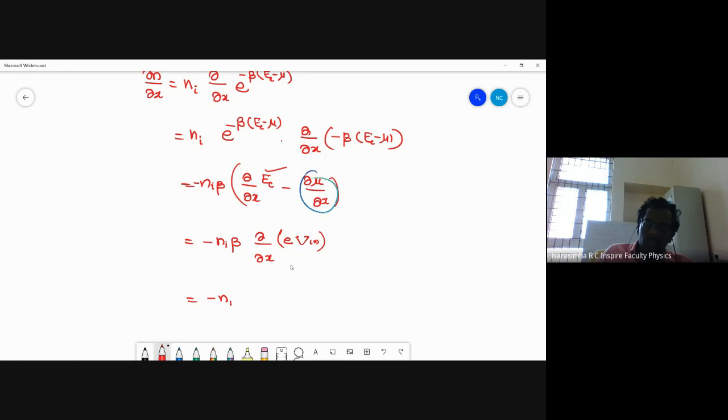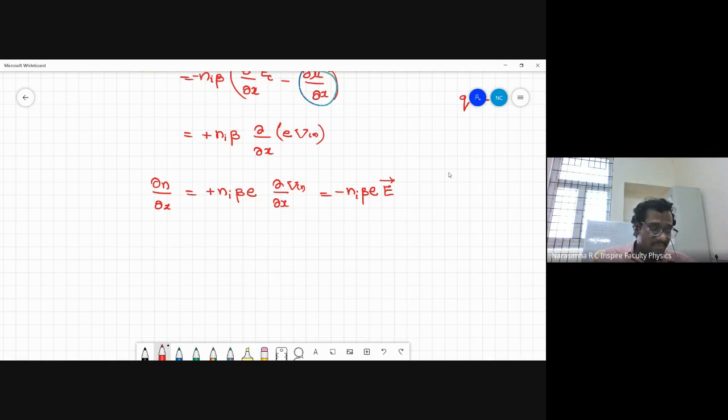The charge of an electron, I can take it outside. But usually the electron charge will be negative, right? So I'm just using the charge of an electron Q equal to minus e. So this minus minus becomes plus. So dV/dx times beta e. Now this is the gradient of the potential, that is nothing but the electric field with a negative sign. Is that okay? This is the field. Do you remember EC is the energy of an electron in the conduction band, but this capital E is the electric field. So dn/dx can be written as minus n_i beta e times the electric field.